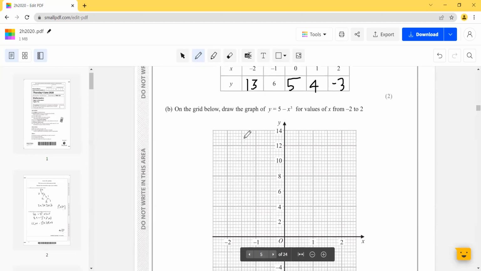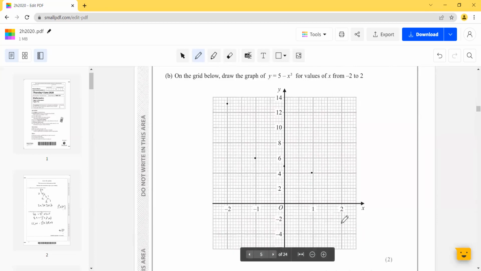Part B, on the grid below, draw the graph of y equals 5 minus x cubed for values of x from minus 2 up to 2. So at minus 2, it's at 13, which is here. At minus 1, it's at 6. At 0, it's at 5. At 1, that's at the point 4. And at 2, it's at the point minus 3. So our graph will look something like this.